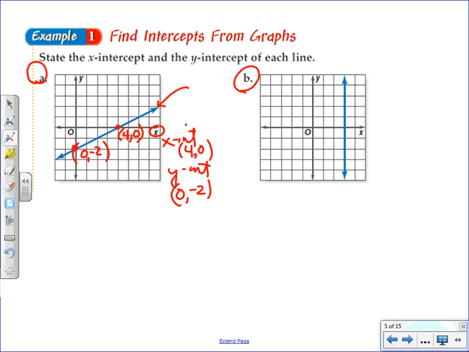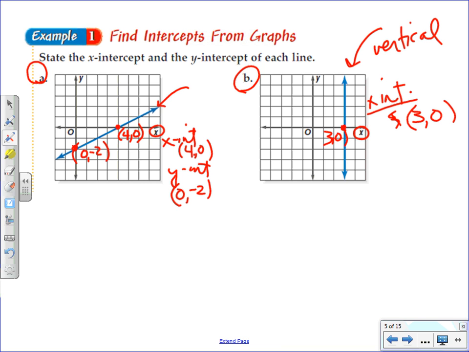Let's try B. Okay, B we have, you'll notice, a vertical line. What's the x-intercept? Well, it's where it crosses the x-axis, so it's that point right here. And what is that point? What is the x-intercept? It is 3, 0. How about the y-intercept here? Does it cross the y-axis? No. So there is no y-intercept. Okay?